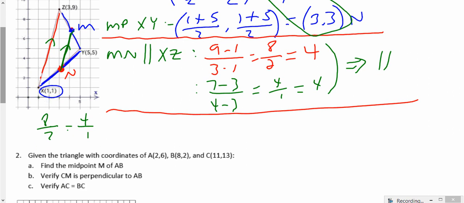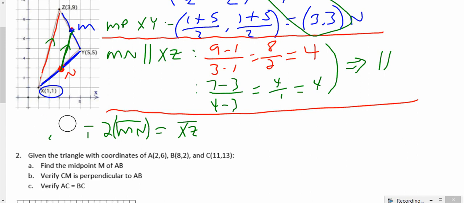So we are trying to show that, and this is how I would write it, it's easier to double something than take the half of something sometimes. So I'm going to say that segment MN is equal to segment XZ. Now we know that's not true because the midsegment is shorter. So I'm going to say that if you double the midsegment, it'll be equal to the third side, XZ. So distance formula.